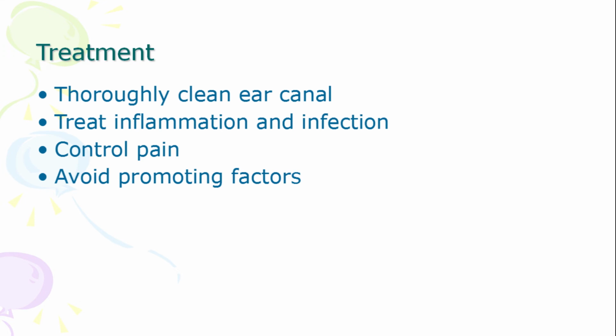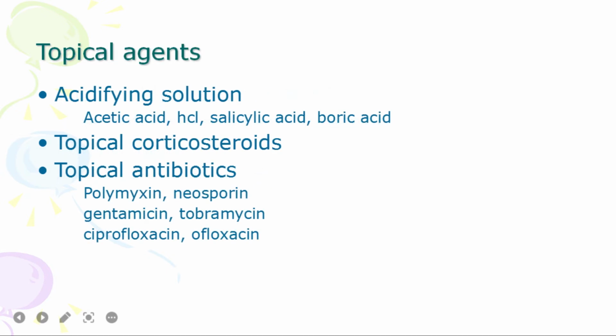Treatment. Treatment for otitis externa involves meticulous atraumatic debridement of the external auditory canal with the help of a microscope. Thoroughly clean ear canal. Treat inflammation and infection. Control pain. And avoid promoting factors. Topical agents. Acidifying solution: acetic acid, HCl, salicylic acid, boric acid. Topical corticosteroids. Topical antibiotics: polymyxin, neomycin, gentamicin, tobramycin, ciprofloxacin, ofloxacin.